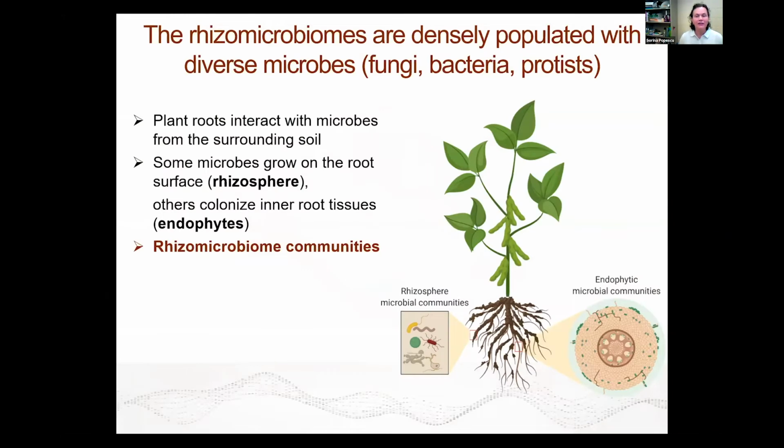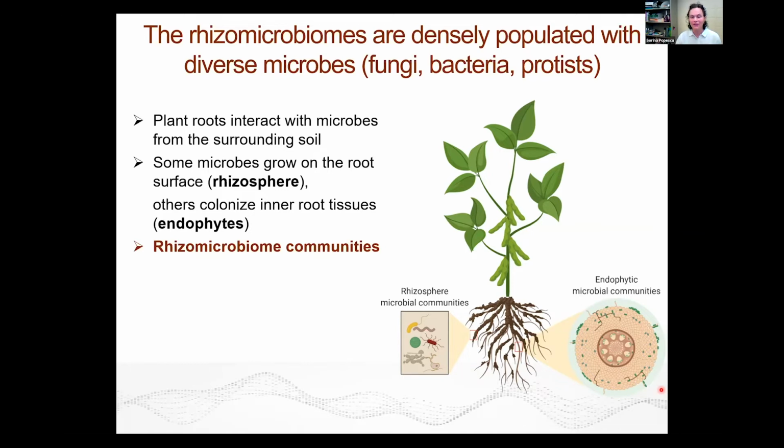So I'd like to start with a short background on rhizosphere microbiomes. So what are they? Basically, as plants grow, the roots start interacting with microbes from the surrounding soil. And some of these microbes start growing on the surface of the roots, as you see in this picture. We call these communities the rhizosphere communities. Other microbes are able to grow inside the superficial tissues of the roots.